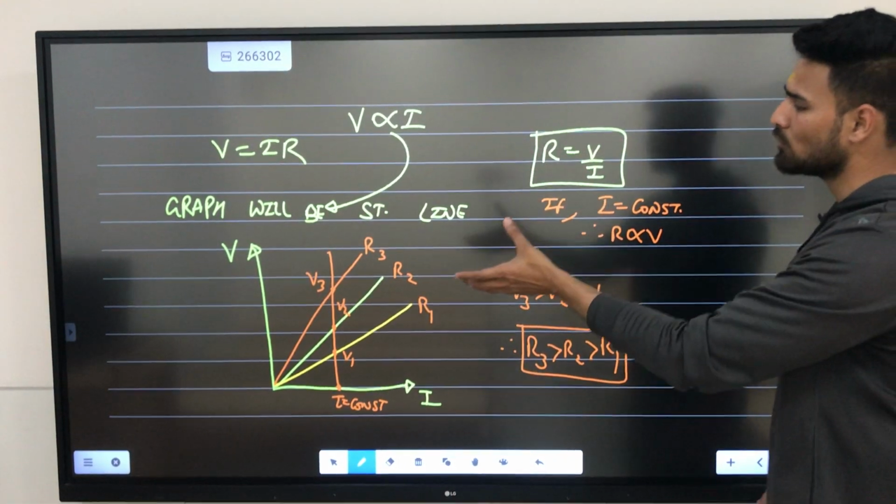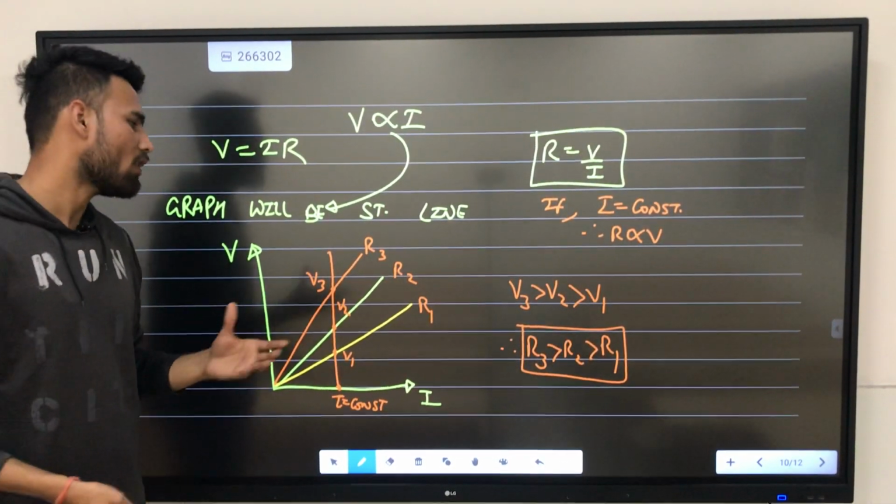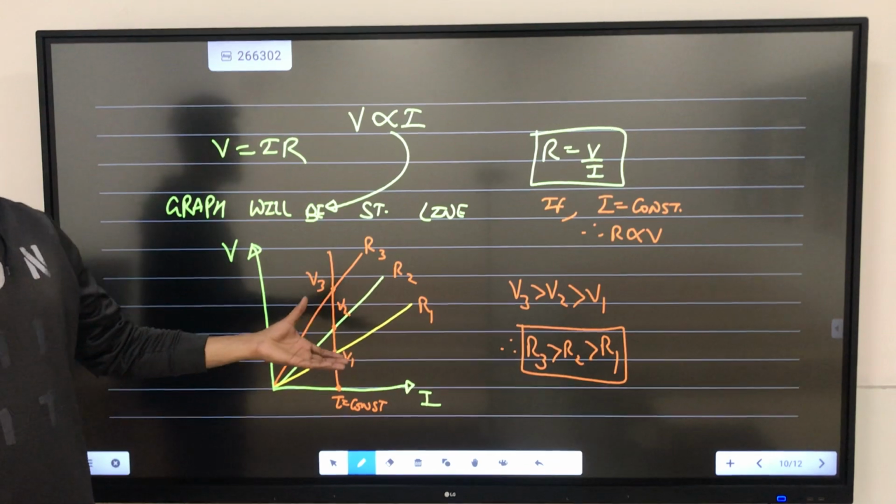So V was directly proportional to I. So from this particular equation, we can compare the graphs of different resistances. Okay.